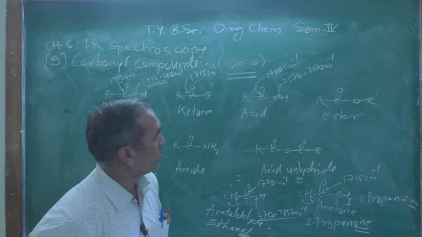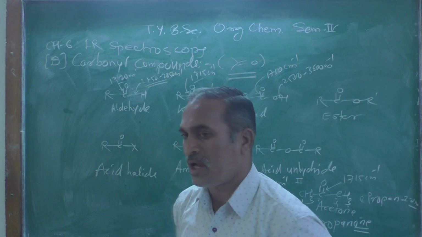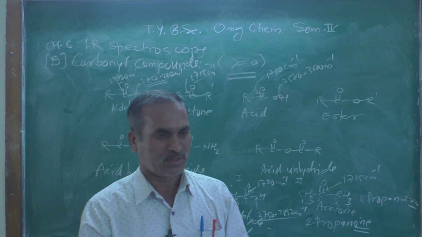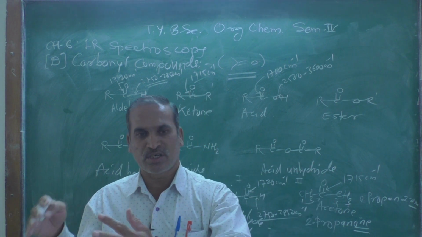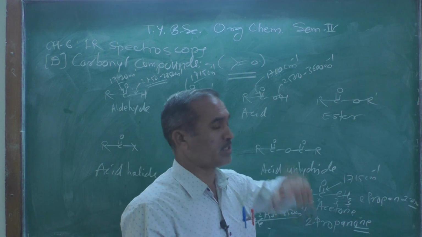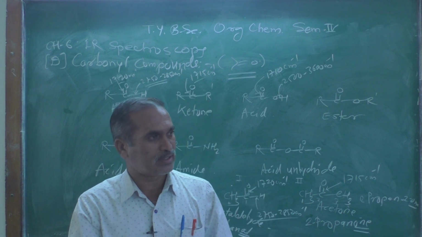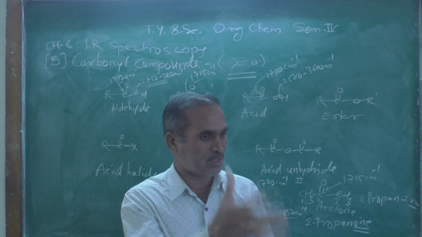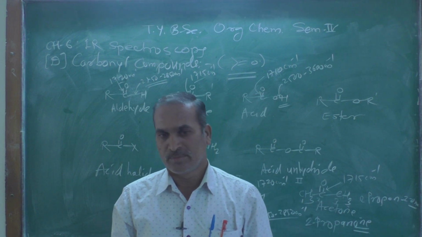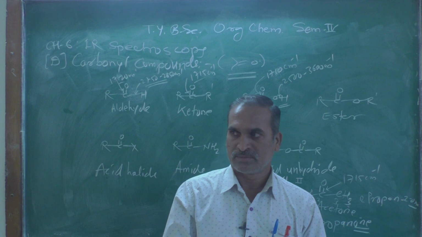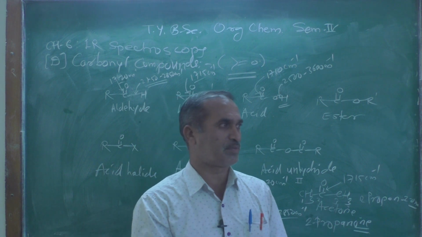That 2500 to 3600 per centimeter strong and broad peak is observed due to the presence of hydrogen bonding, because there is a hydrogen atom present in an acid. And as we know, why does it show acidic properties? Due to this proton, because this proton gets dissociated, it produces H plus, and that's why it shows acidic property.